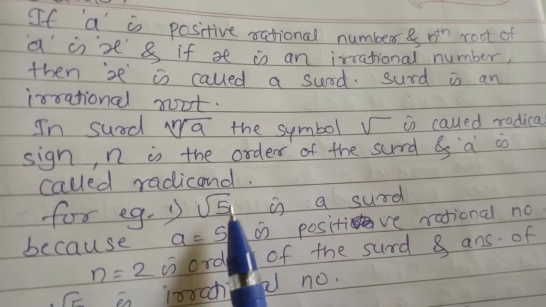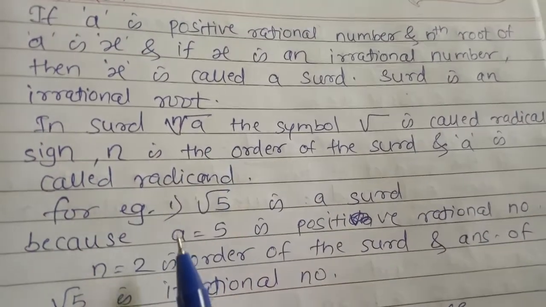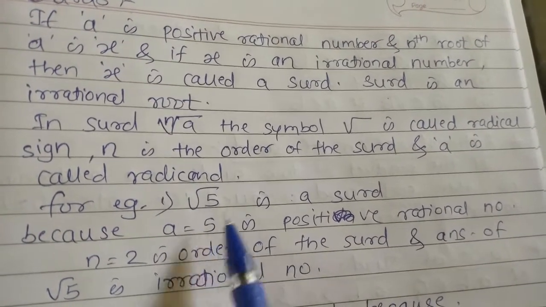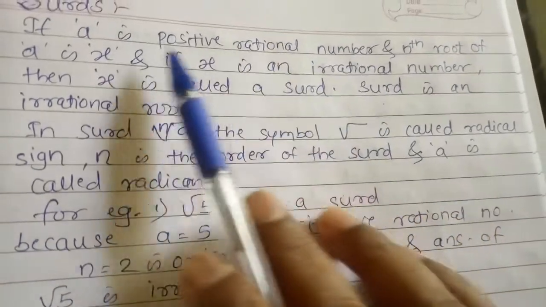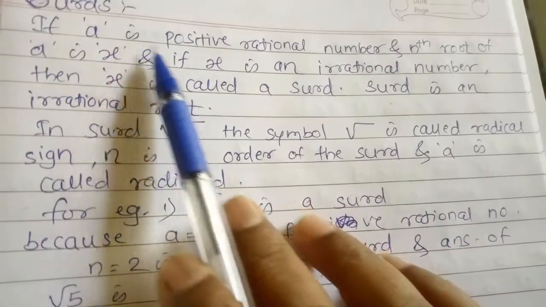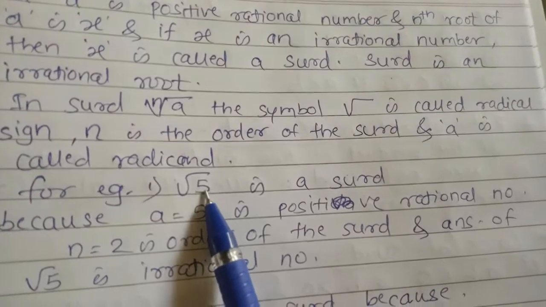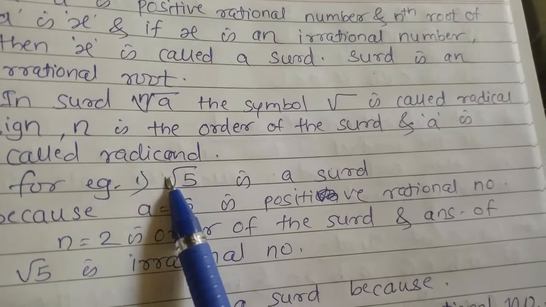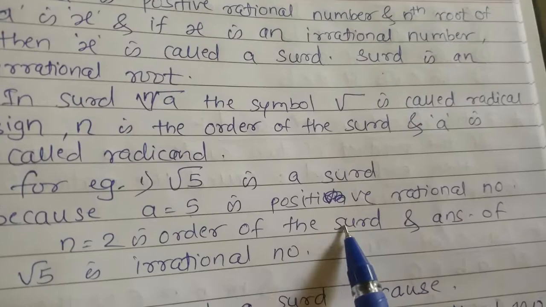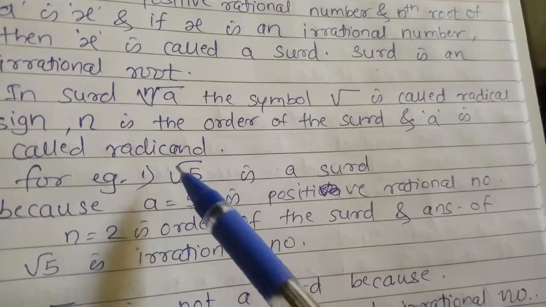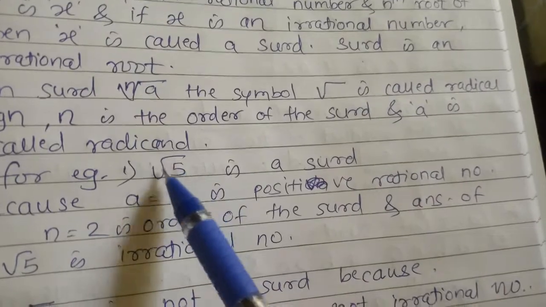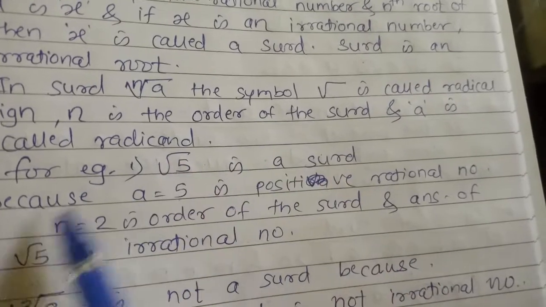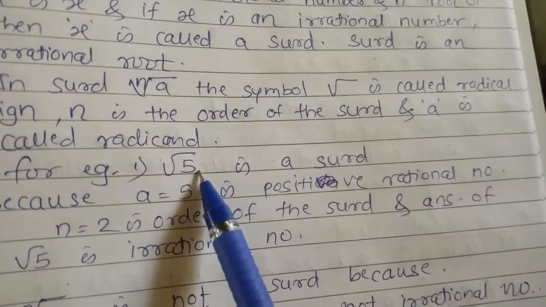Why? Because this is the symbolic form of a surd. Here a is a positive rational number. So see the conditions for a number to be a surd. In the definition we learned that a is a positive rational number, which means the number here will be a positive rational number. n, the number in the root sign, is the order of that surd. Here there is no number written, which means it is 2, so that is the order of the surd. And what is the value of root 5? It is root 5, so it is an irrational number. If all these conditions are satisfied by this number, then it is called a surd.